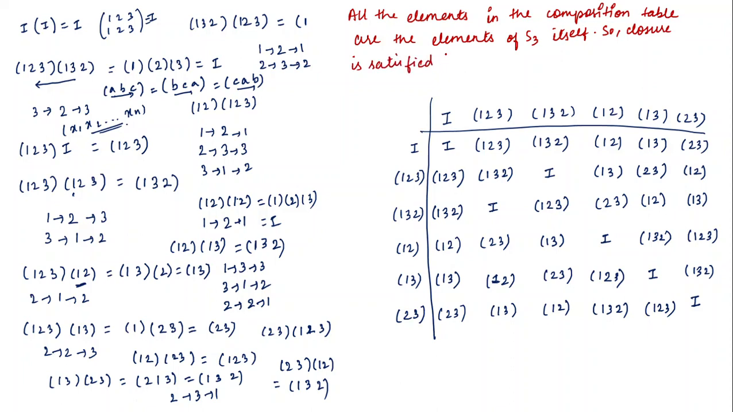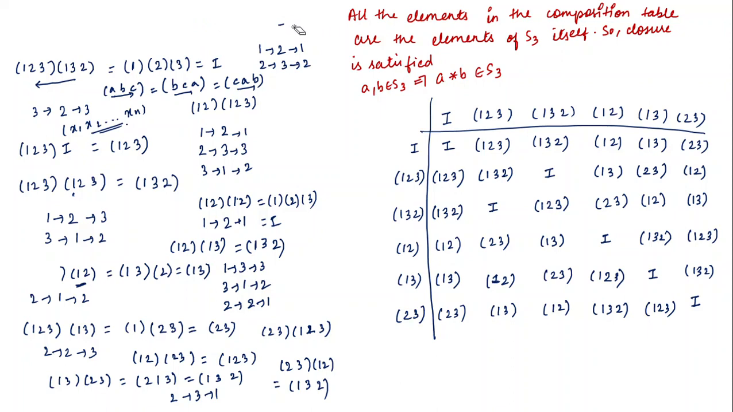Because obviously if you operate any two elements A and B from S3, you find A star B belongs to S3, right? For A, B belongs to S3, we have A star B in S3. So S3 is closed with the operation composition, and therefore we can say that the first condition to be a group, that is the operation should be a binary operation, is holding true.